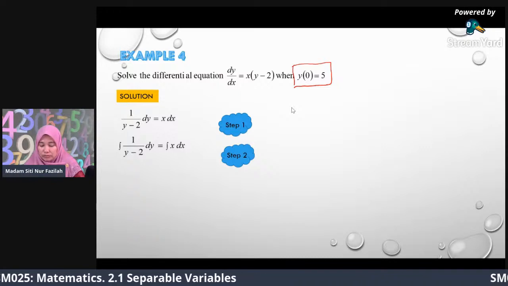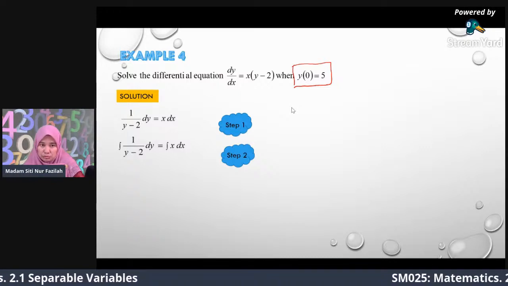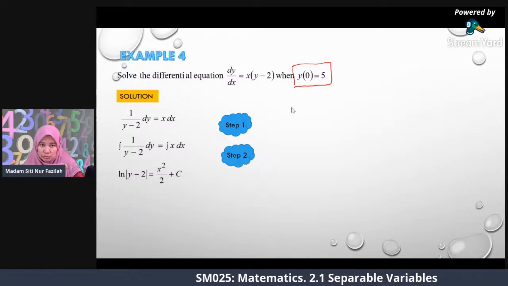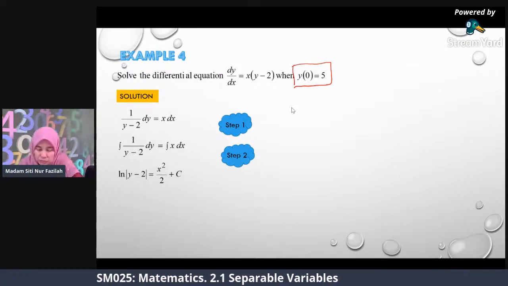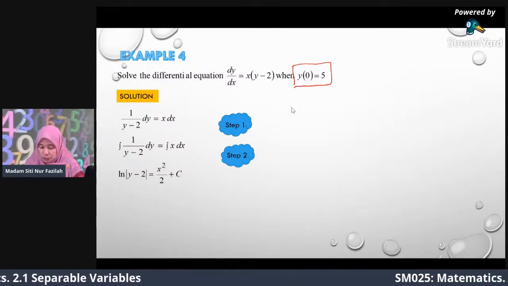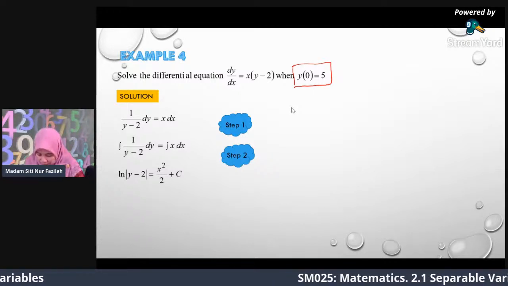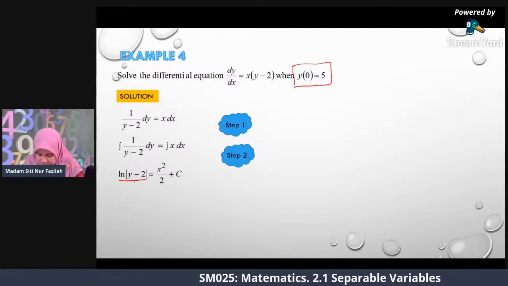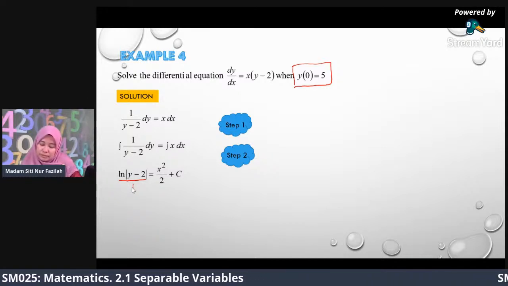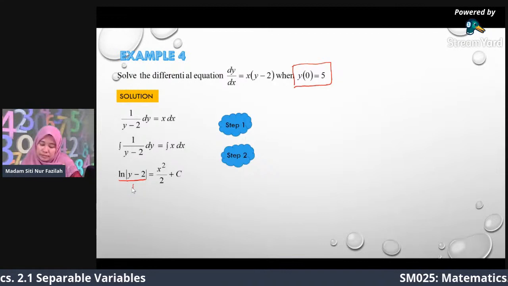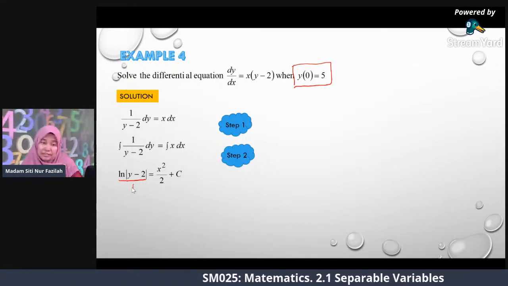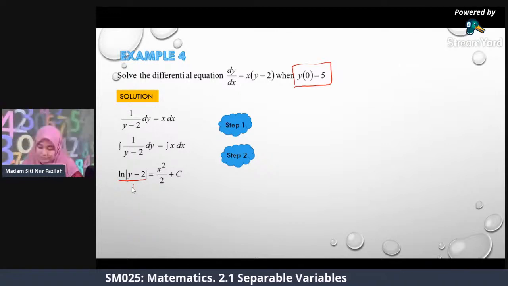How to integrate 1 over y minus 2? We can get ln absolute value of y minus 2. Make sure we don't forget, actually we divide by 1. On the right side, integrating x dx gives x squared over 2 plus C.